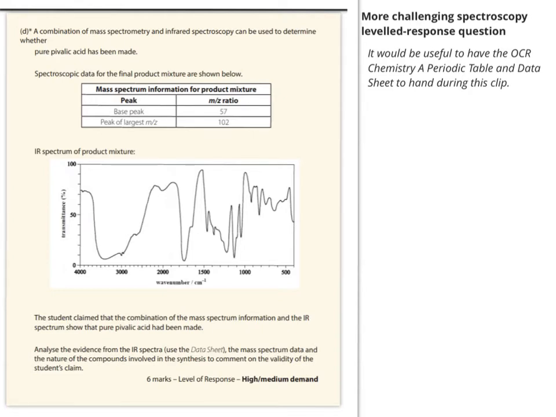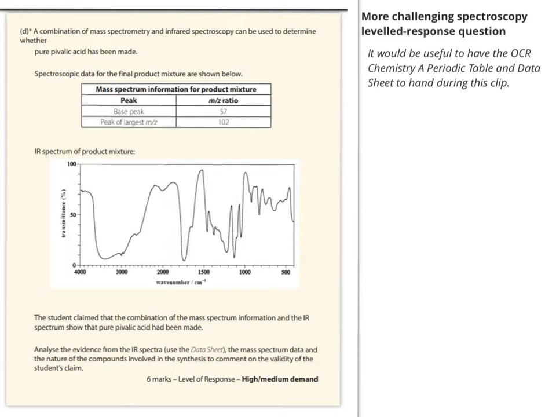This sheet is from a set of exemplar questions and worked answers from the OCR Chemistry A website, in the resources section. It would be useful to have the OCR Chemistry A periodic table and data sheet to hand whilst we go through it, because we'll be looking at the infrared spectrum and the information table on infrared spectra and wave numbers to help us work out what this compound is.